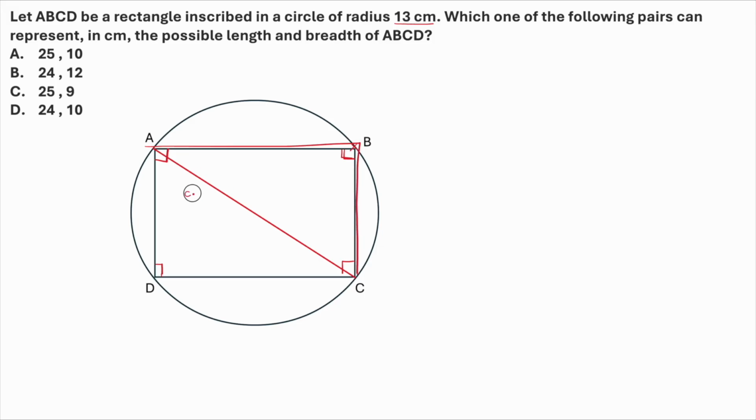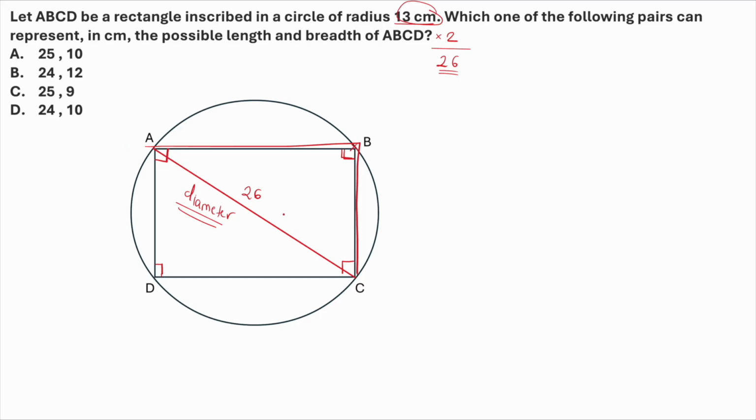That means AC is the diameter of the circle. The question says the radius of the circle is 13. The diameter will be twice of 13 and that is 26. So the length of AC should be 26. Now you can proceed further by using the options or you can use your Pythagorean triplets. If the diameter is 26, it is the hypotenuse of the right angle triangle ABC.